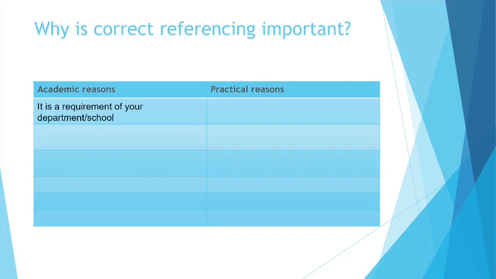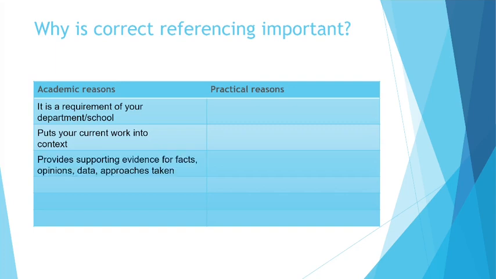The academic one, it's required by your school or your department, and then to put your current work into the context that you are intending to work on, and it provides supporting evidence when you are telling the others that what I'm talking about and what I'm mentioning in my research, it's supported by others. You will give more credibility for your work, and this is very important thing in research.